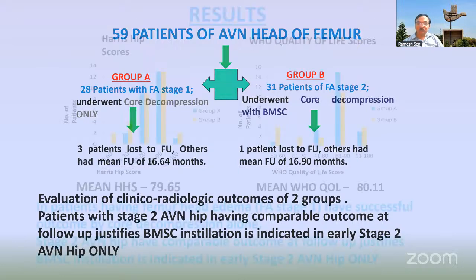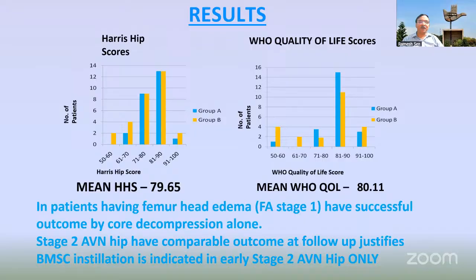And eventually, when we looked at it, the outcome was not different. Meaning, if there is no difference in the outcome, that means in stage 1, even if you do not give BMAC and only do core decompression, they have the same outcome. So probably at the edema stage, there is no role of giving BMAC. It is in stage 2 that BMAC is likely to be successful in this kind of situation.